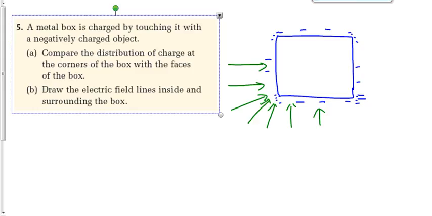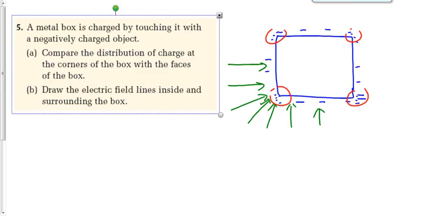Now, we haven't addressed inside here. Carrie, did you have a question? Yes, they would. The concentration of electrons here would be the same as here and here and here, as long as the corners were all the same, right? If one corner was pointier than another corner, then all bets are off. You're going to get a higher concentration at the pointier spot. But if it's a nice uniform thing, then yeah, it would be.